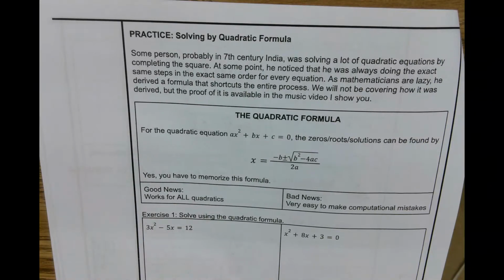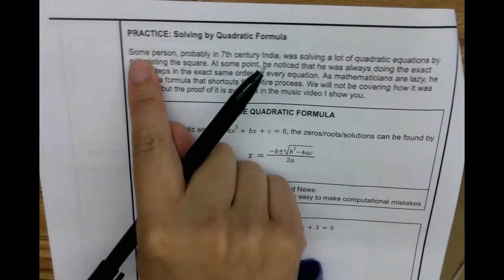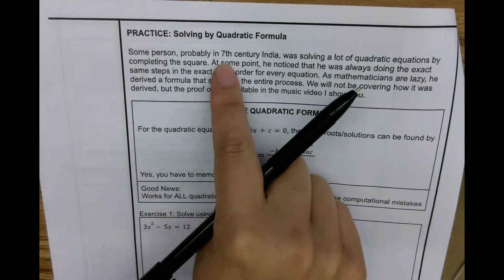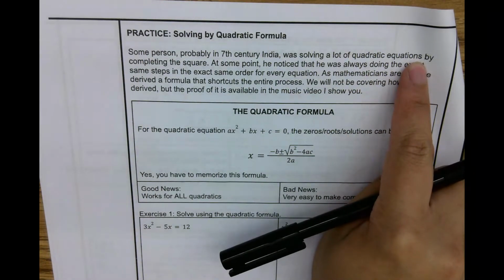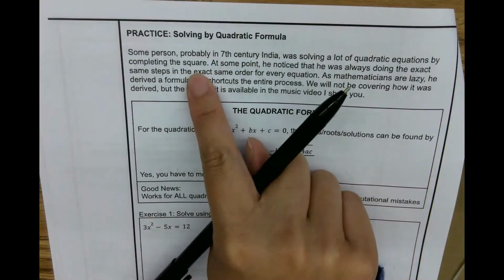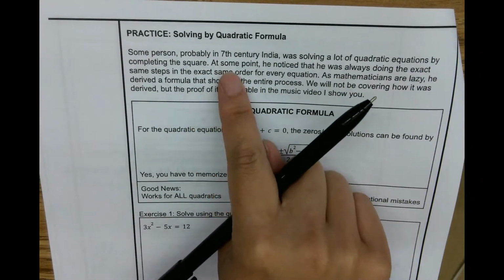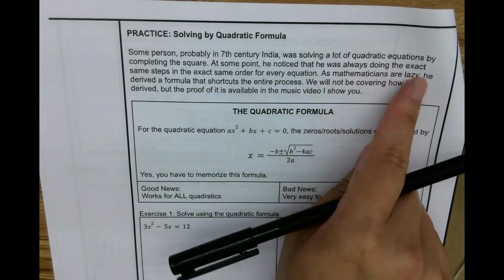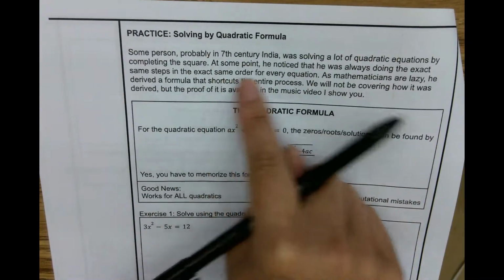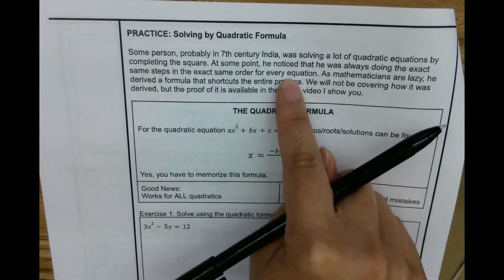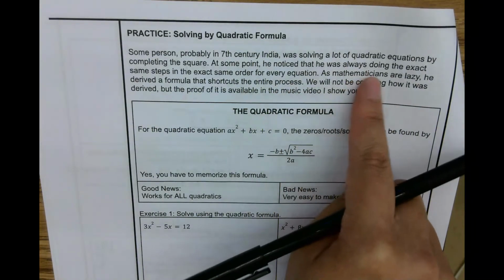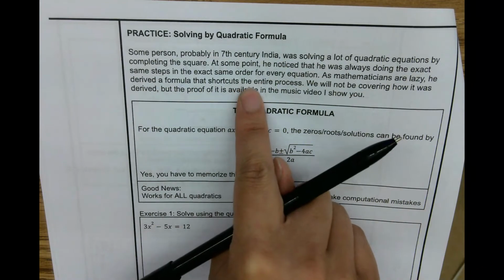Hi guys, so today we are on our last method of solving quadratics, and this is the quadratic formula. There are different histories of how it came about, but one way is some person in 7th century India was solving a lot of quadratic equations by completing the square, which we did previously. At some point, he noticed that he was always doing the exact same steps in the exact same order for every single equation. Since sometimes mathematicians were a little lazy, he derived a formula that shortcuts the whole process.